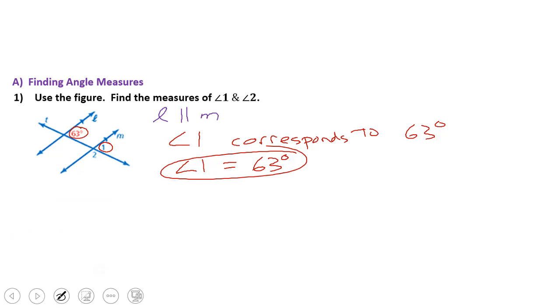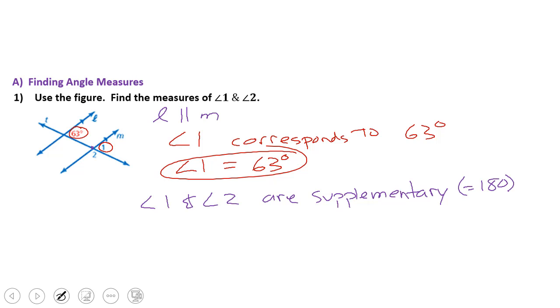And then we go to angle 2. Well, angle 1 and angle 2, what do you remember about that relationship? They're side by side. They share a vertex and a side. They are supplementary, meaning they equal 180 degrees when you add them together. So I'm going to call angle 2 x, and I'm going to go x plus angle 1, which is 63 degrees, equals 180. So x equals 117 degrees. So angle 2 equals 117 degrees.